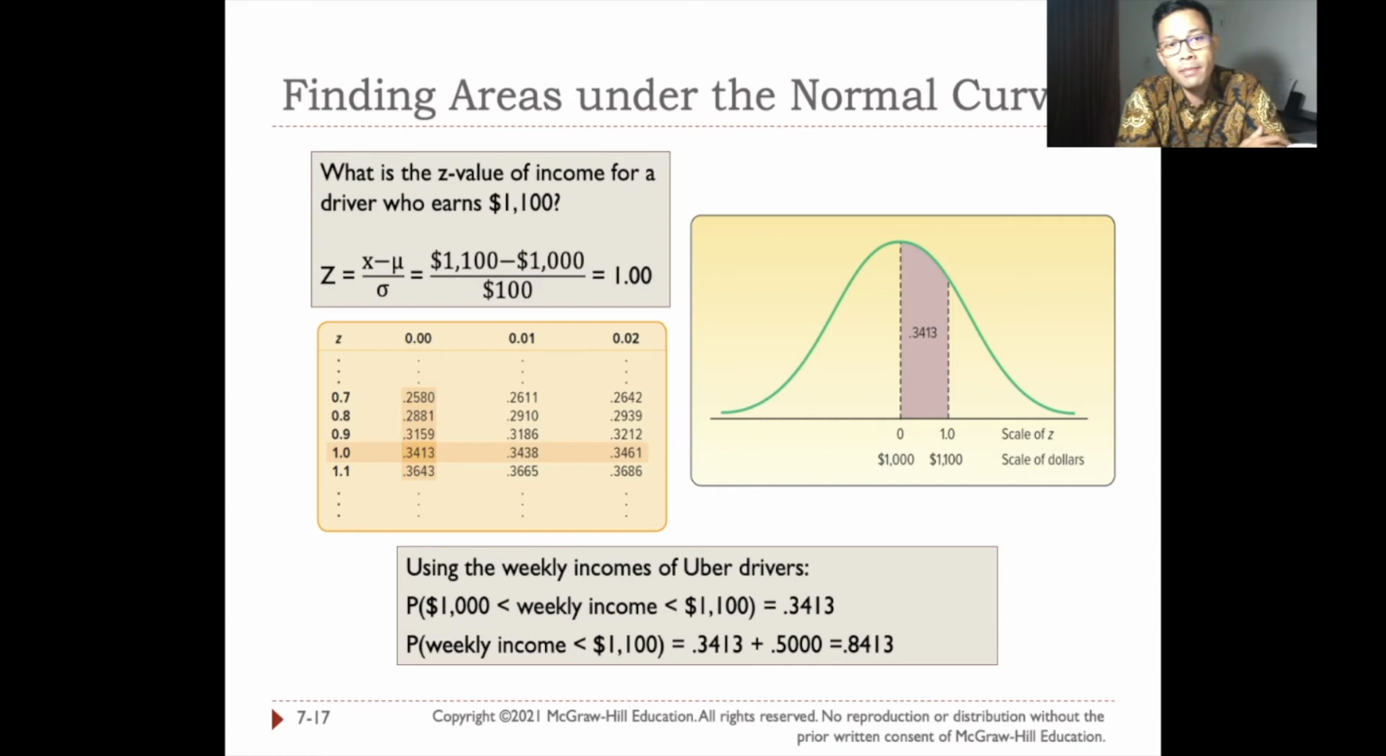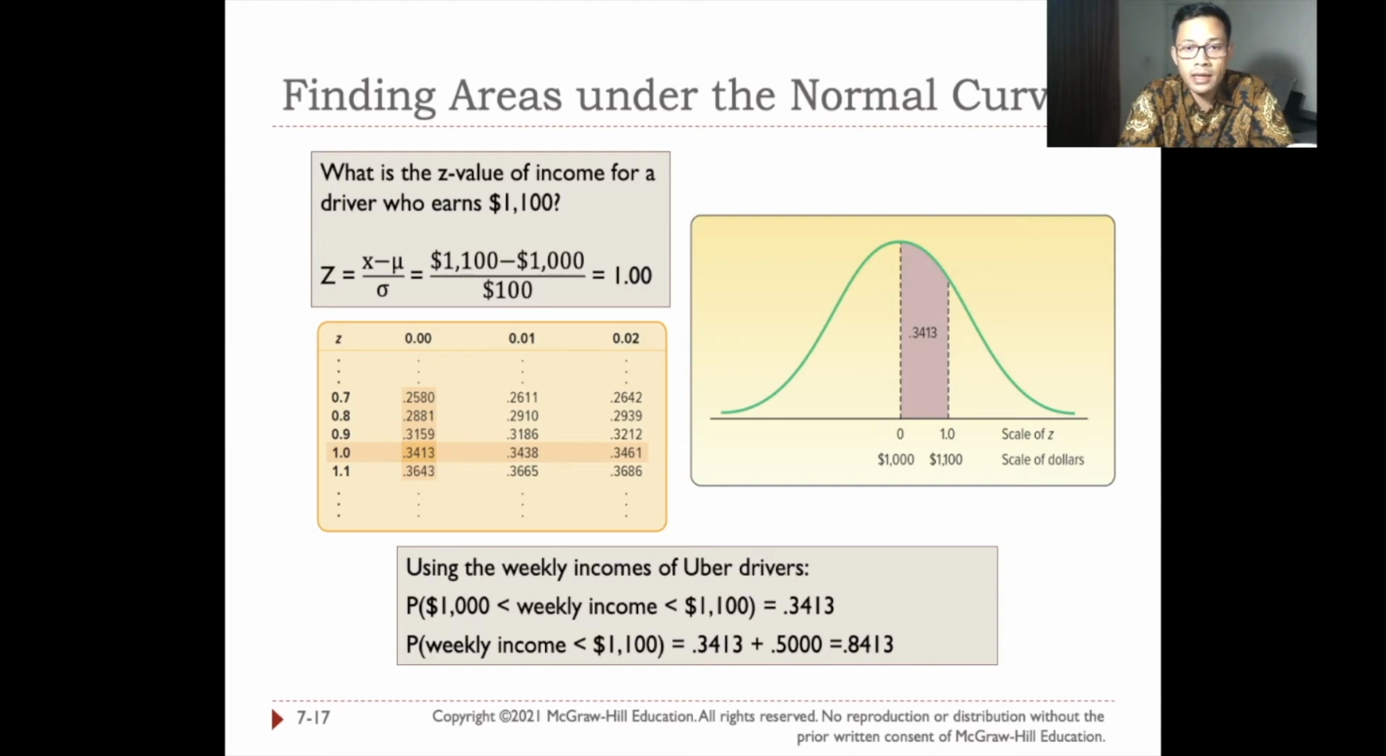Okay, so we've established that the z value of income for a driver who earns 1,100 is going to be a z-score of 1. Now you can take a look into the z table and you can find that the z-score of 1.00 is going to be 0.3413. And so basically what you're going to do is depict a normal distribution graph and start from the mean. Since this is a standard normal distribution, we can show that 0 is the mean in the middle.